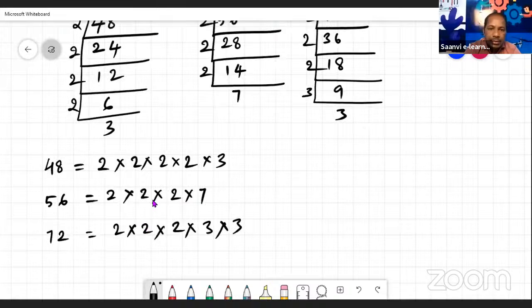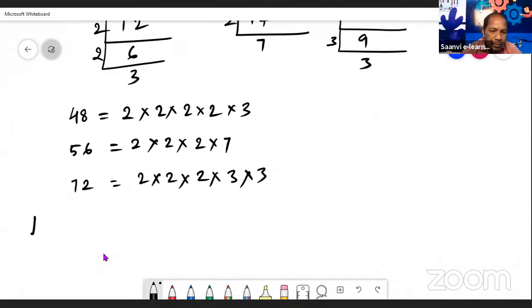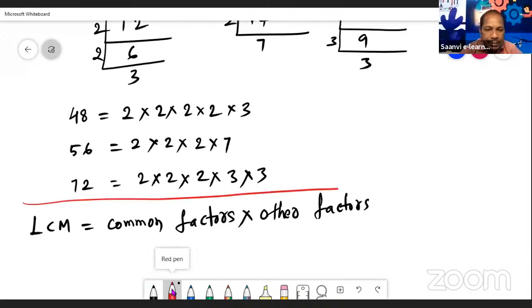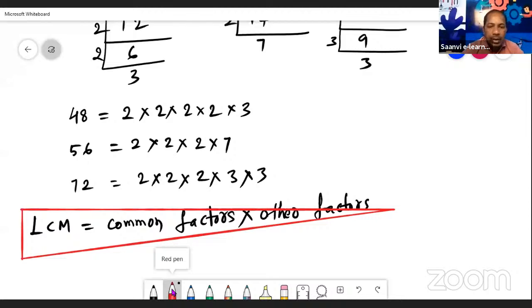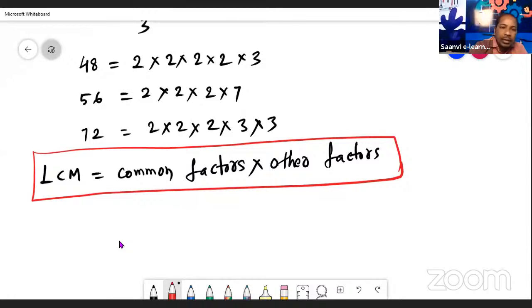Now, see the LCM now. What is the LCM formula? LCM is equal to common factors into other factors. Okay, LCM formula is common factors into other factors. This is the LCM formula. Now, round up the common factors.